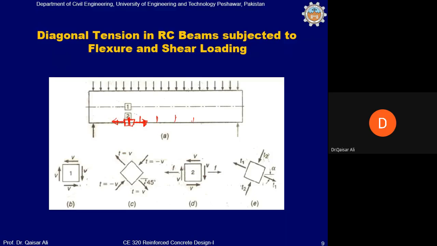Okay, what will be the state of stress in element 1? Pure shear stress. Element 1 is subjected to pure shear stresses. Okay? And if you remember, you have used Mohr circle to calculate principal tensile and compressive stresses from a stress state to which an element is subjected. So if this element 1 is subjected to pure shear stresses, what will be the value of principal tensile and compressive stresses on a Mohr circle?